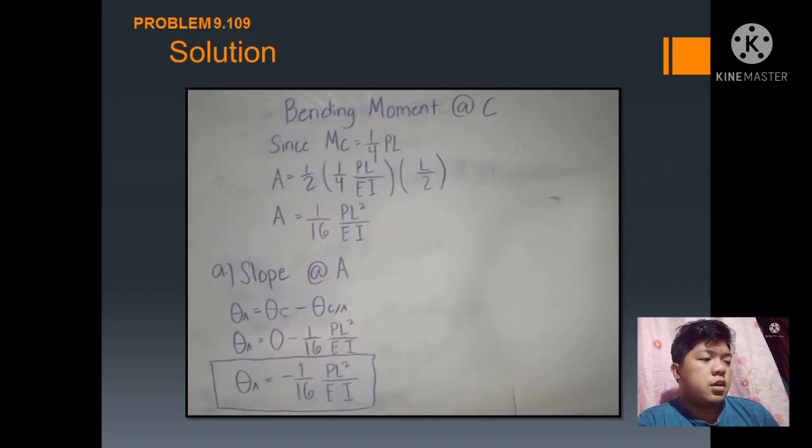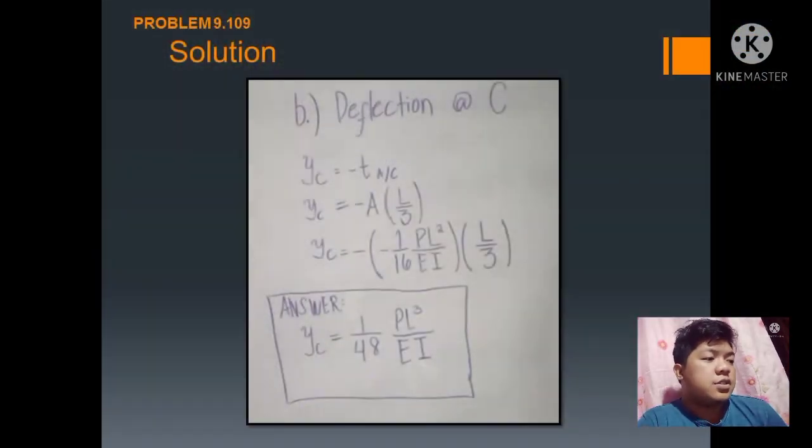Then let's proceed on finding the slope at A. So our solution will be theta A equals theta C minus theta between points C and A. So our theta C is 0 minus the area that we got, which is 1/16 PL squared over EI. And for the final answer, we have theta A equals negative 1/16 PL squared over EI.